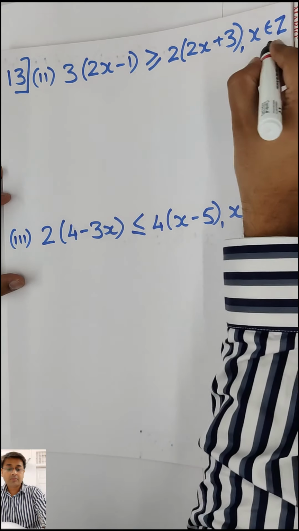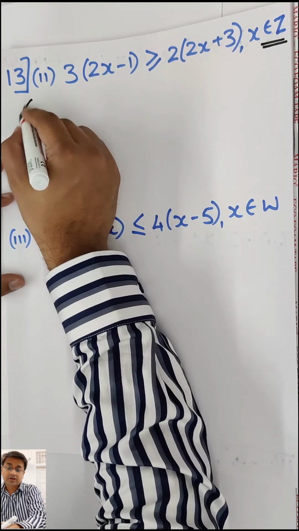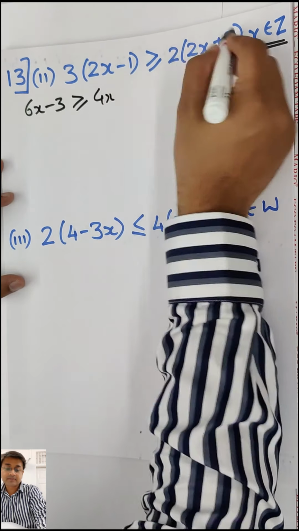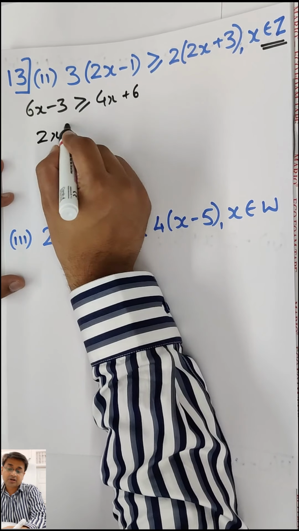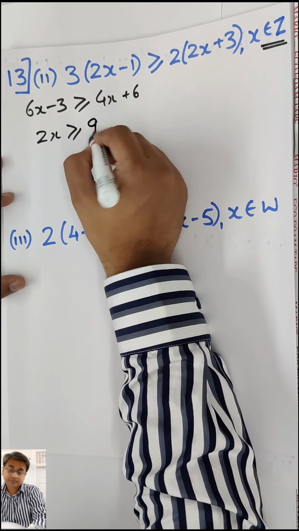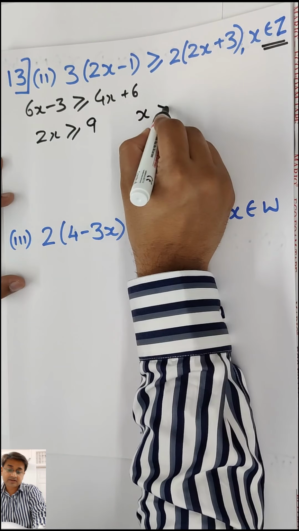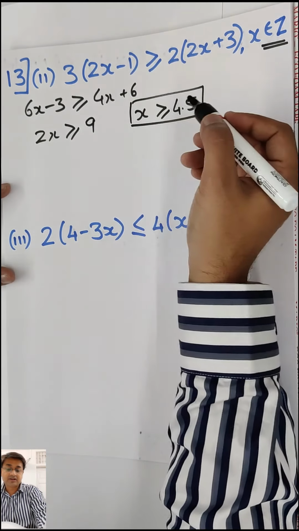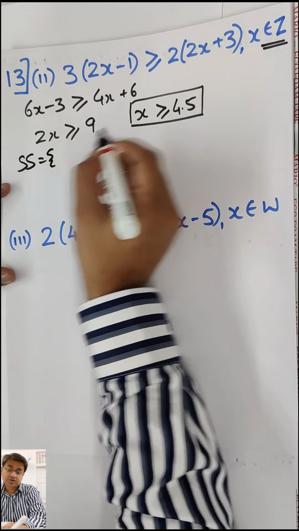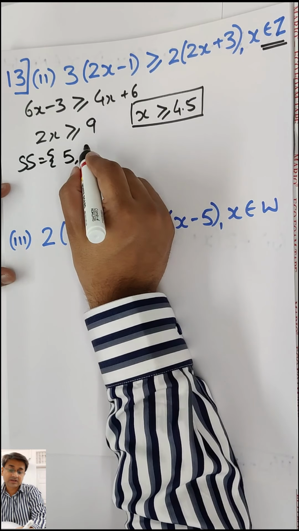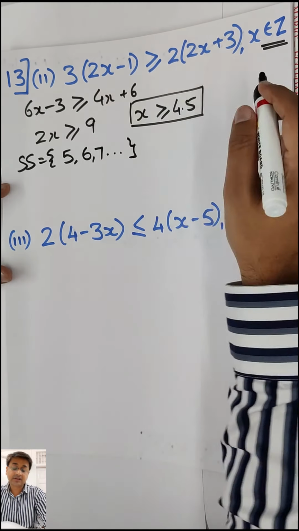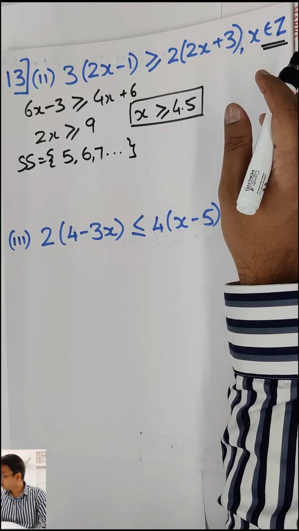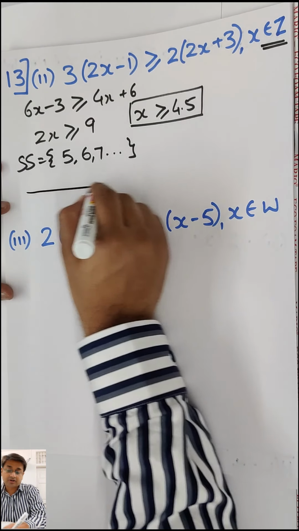13 part 2, x belongs to integers. So first let's solve. 3 2s are 6x minus 3 greater than or equal to 4x plus 6. So I will get 2x greater than or equal to 9. So basically it's going to be x greater than or equal to 4.5, and it belongs to integers. So my solution set, greater than 4.5, would be 5 onwards, 6, 7 and that's it, till infinity. Remember that. So this is 13 part 2: 5, 6, 7 and till infinity. So let's draw it on the number line.